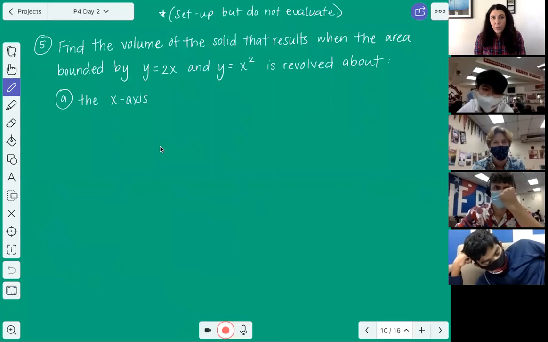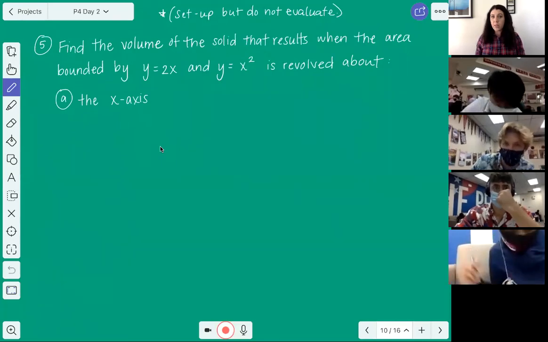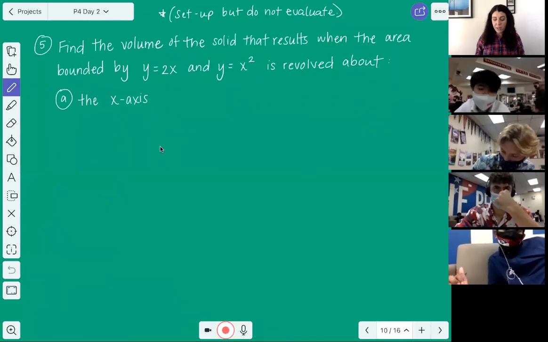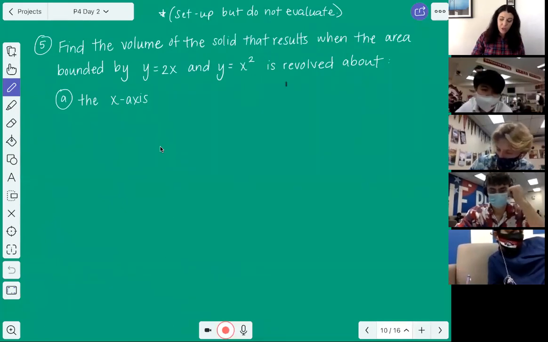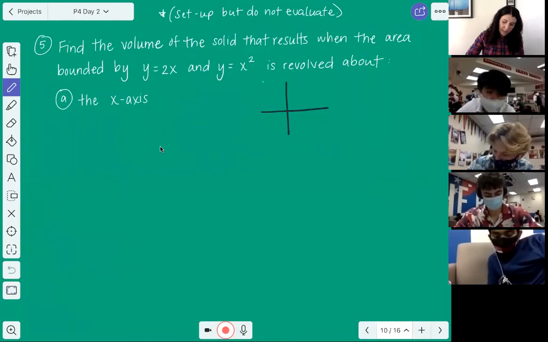This is the first question we're going to do. So this says, find the volume of the solid that results when the area bounded by y equals 2x and y equals x squared is revolved about. And we're going to revolve it around a bunch of stuff, and that's going to be the videos that I'm going to post later today. First things first, we should draw the graph. Y equals x squared looks like this.